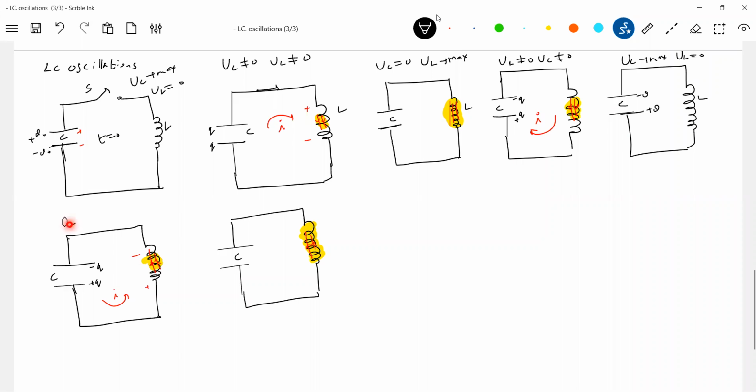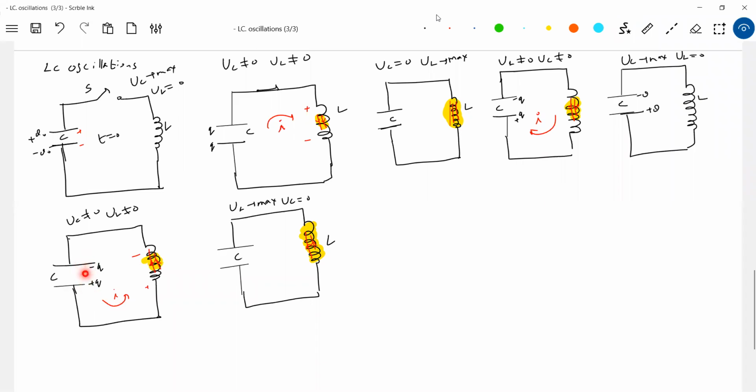Now here, UL non-zero, UC non-zero. Now the UL is here maximum, and here you see zero. Again, how long will the current flow, and why will the current flow? Because of this energy in the capacitor.